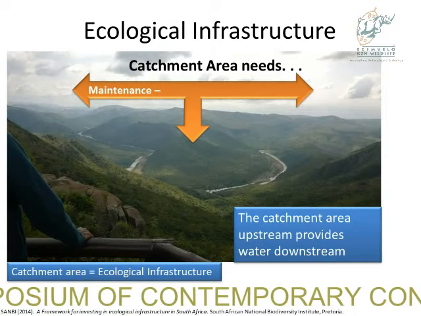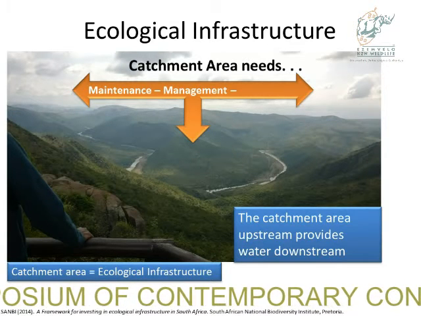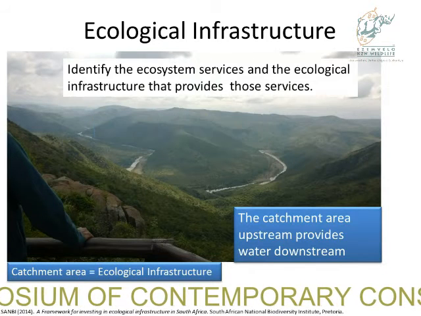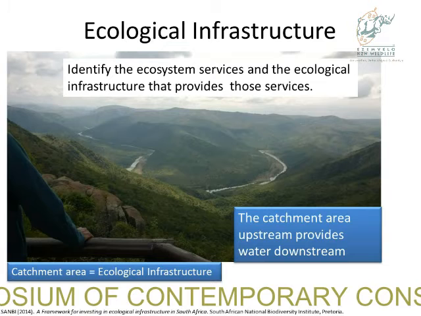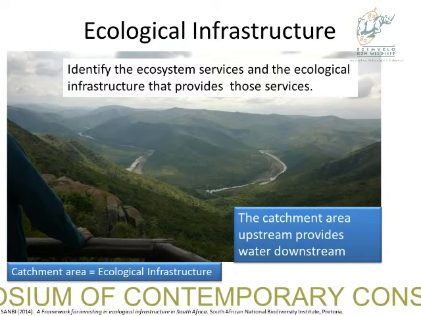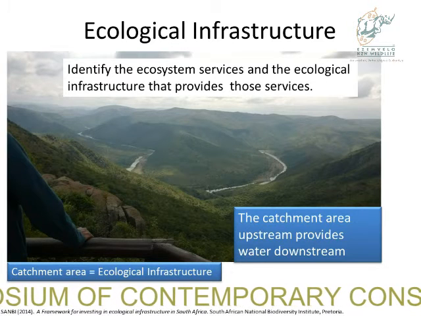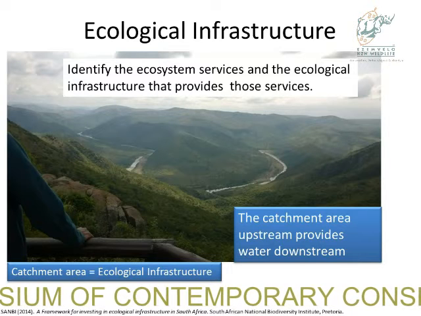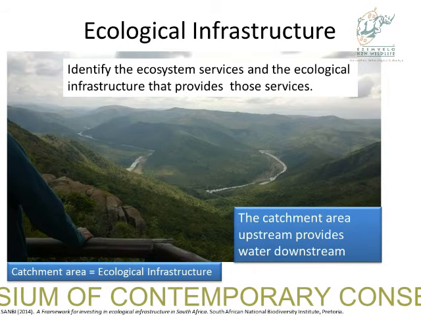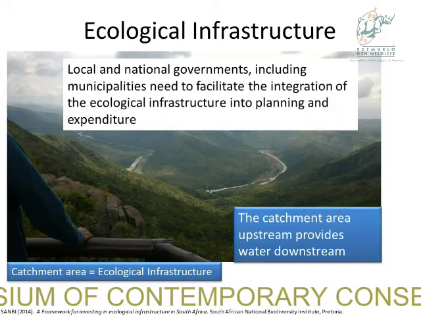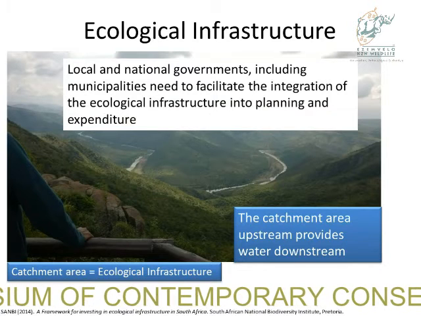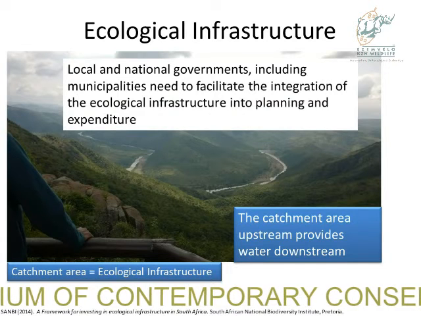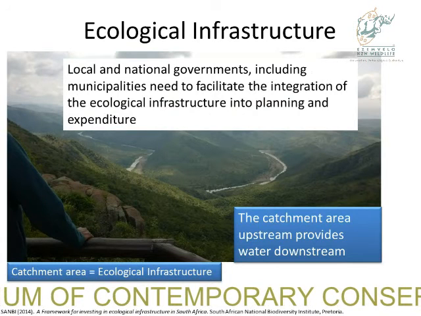I'm one of the beneficiaries of the ecosystem services provided by the catchment area. It needs maintenance, management, and restoration, which can be achieved by dedicating time, effort, and finances to it. And they need to be identified. We saw in the previous session in this room that they mentioned that the survey of the ecological infrastructure is also important. And also the community and government structures need to integrate ecological infrastructure into planning and expenditure.